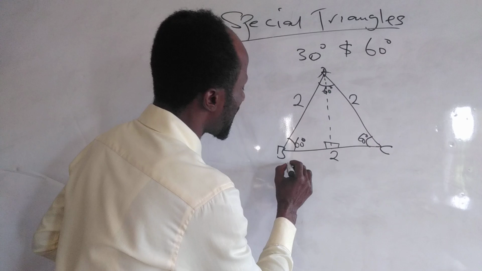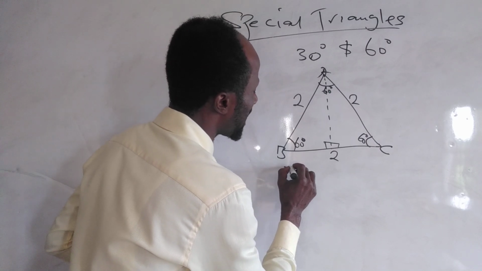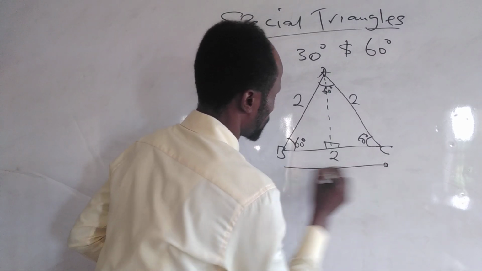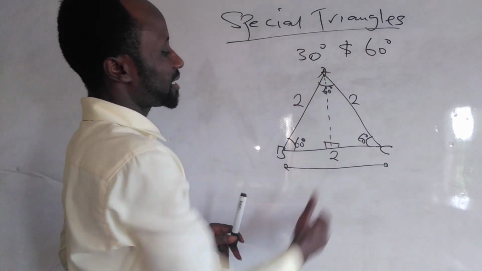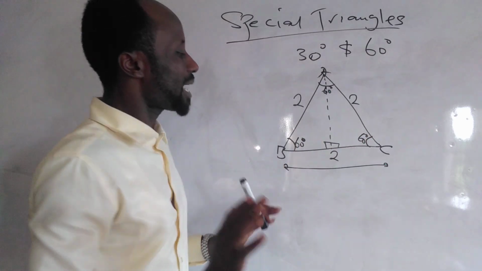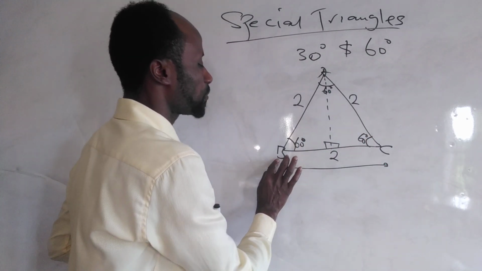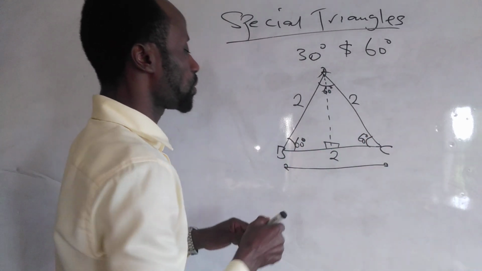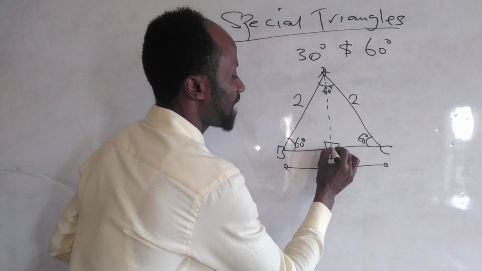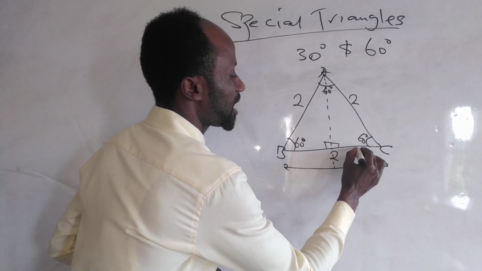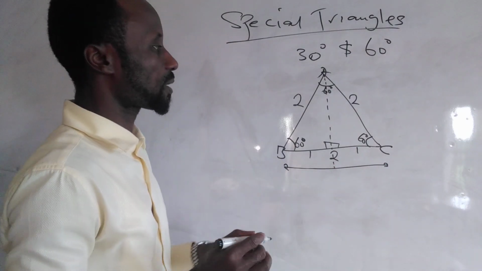Because I have bisected this angle into 2 right angle triangles, and of course BC is 2 units, meaning that half of it is like this. Now here is 1 and here is 1.